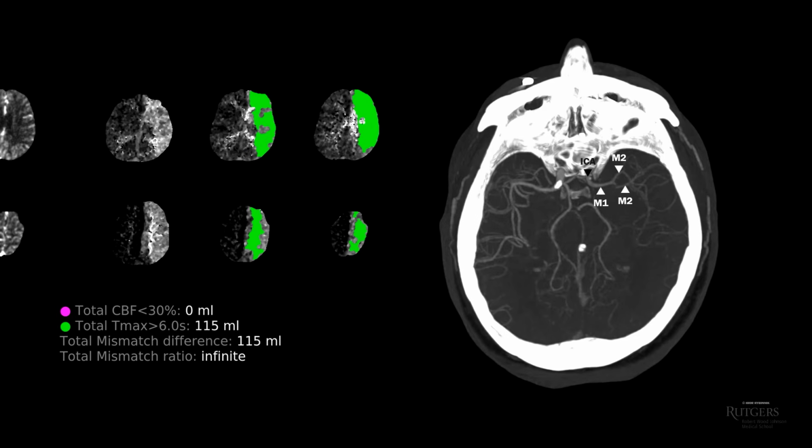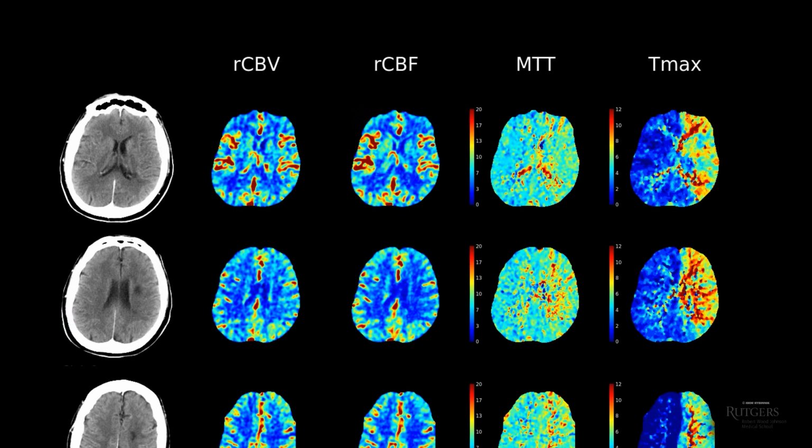But the CTA of the head shows preserved intracranial flow. There is some asymmetry between the two sides, but nothing's occluded. What's going on? To the source images! Tmax is definitely increased in the left hemisphere. Mean transit time is barely increased. And cerebral blood flow and cerebral blood volume are essentially symmetric between the two hemispheres. Have you figured it out?